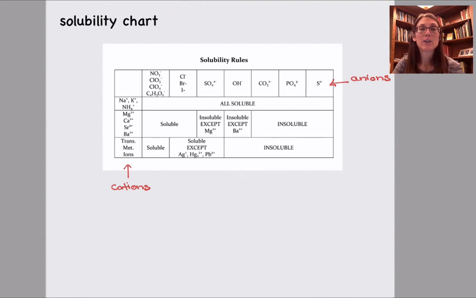A couple of thoughts about this solubility chart. First, AP is not going to expect you to have this whole chart memorized. What they want you to know are the major rules. So you need to know that the group 1 cations and ammonium are going to be soluble. You also need to know that nitrates and acetates are going to be soluble. And because it keeps showing up on AP tests, although it is not explicitly stated in the AP framework, I think you should know that silver chloride and lead chloride are going to be insoluble.